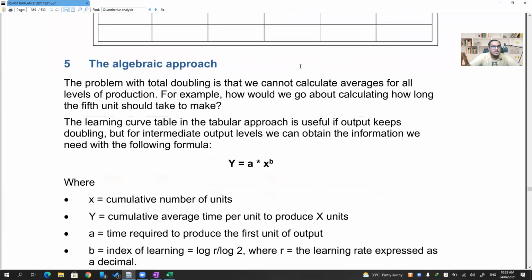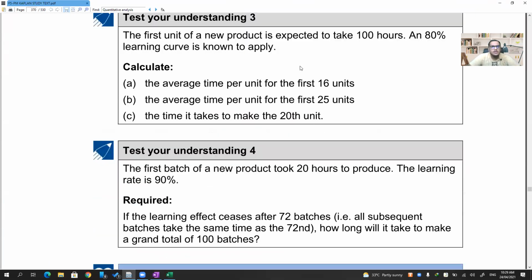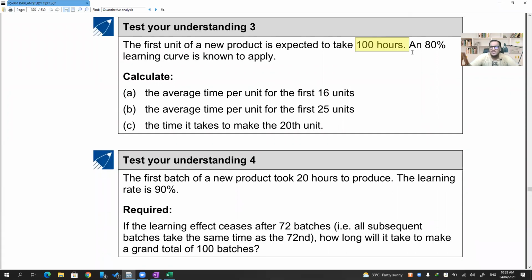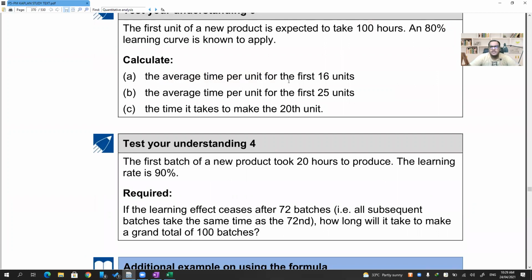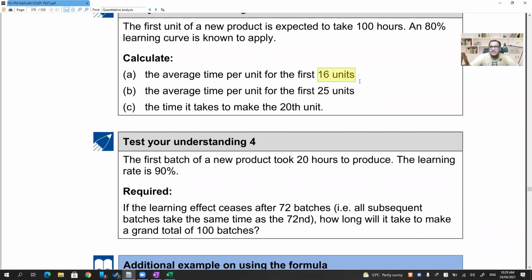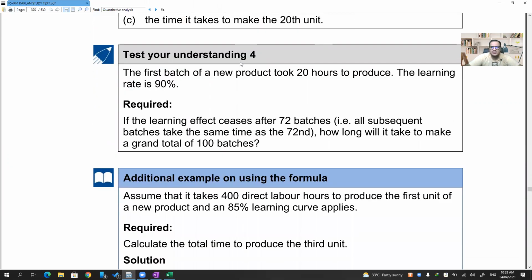In this case, y is equal to x power b. The simple question, nothing much to do in this. First unit is taking 100 hours, that is A. 80% is the learning rate, that is R. Average time per unit for the first 16 units, they're asking you to calculate CAPU for 16 units, then CAPU for 25 units, y is equal to x power b. Time taken for the 20th unit: y is equal to x power b for 20, minus y is equal to x power b for 19. So 20 total time minus 19 total time, you will get the 20th unit time, correct? Very simple, nothing much to do in this.